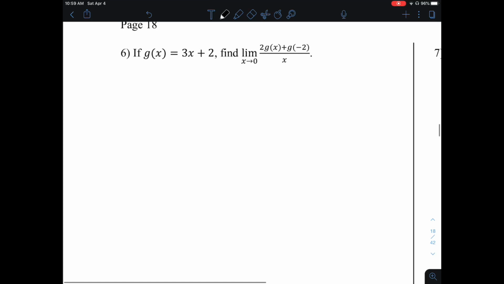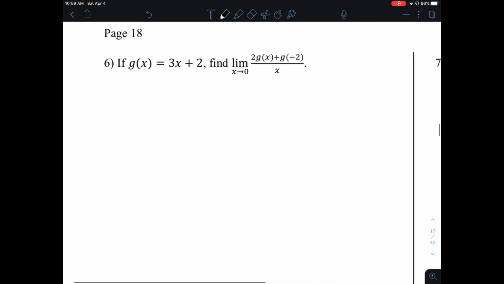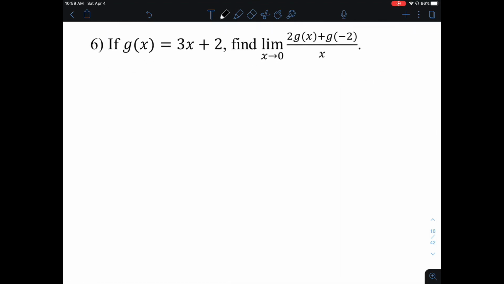Let's check out a little more complicated examples. Number 6 is kind of important. Number 7 is monumentally important. Number 6, supposed to find this limit. Well, to find this limit, we are definitely going to want to replace g of x with what it's equal to, which is this. And we're going to want to replace g of negative 2 with what it's equal to, which is this, replacing the x with a negative 2.